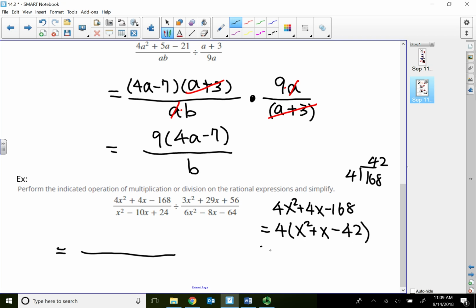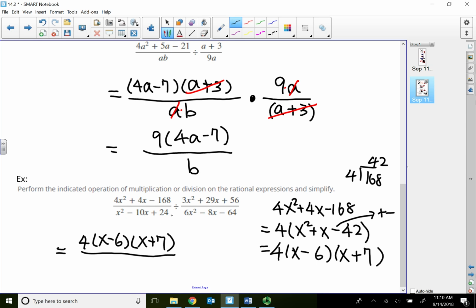And so for x squared, I can use x and x. For 42, that would be 6 and 7. Since the last sign is negative, the choice for the signs is one positive, one negative for my parentheses. So to end up with a positive 1 in the middle, I have to have a positive 7 on the outer, negative 6 on the inner. So this is going to be 4 times x minus 6 times x plus 7.